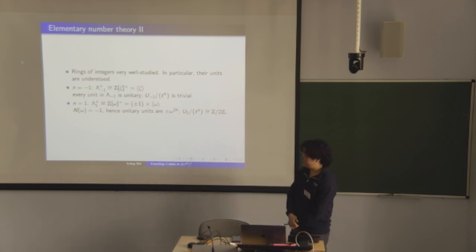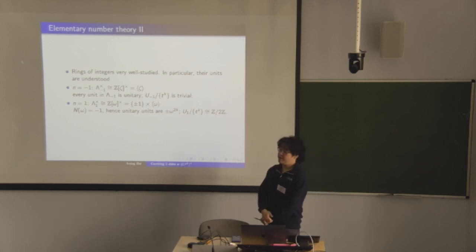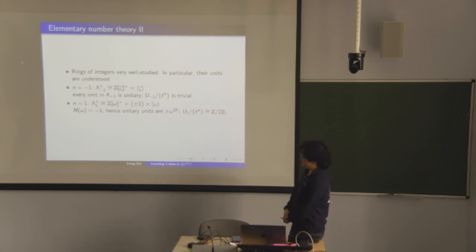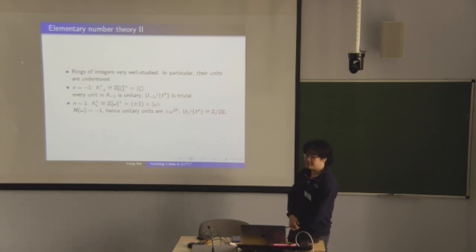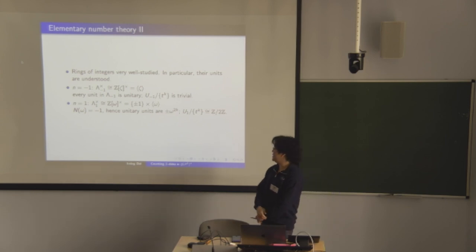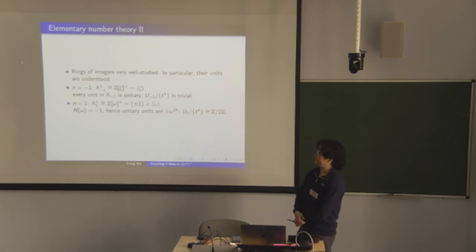If you do a quick calculation in your head, with ω being (1 plus square root 5) over 2, then ω times ω bar is equal to minus 1. So ω is not in fact a unitary unit. The unitary units are plus minus the even powers of ω. And if you remember, I also asserted to you that under the identification with the polynomial ring, t is sent to ω squared.